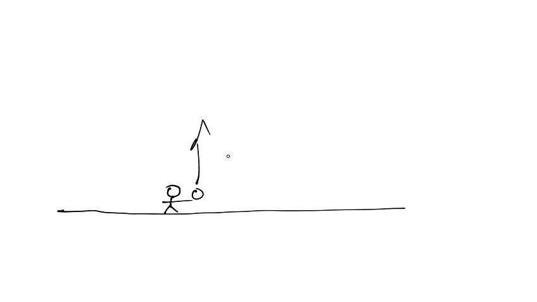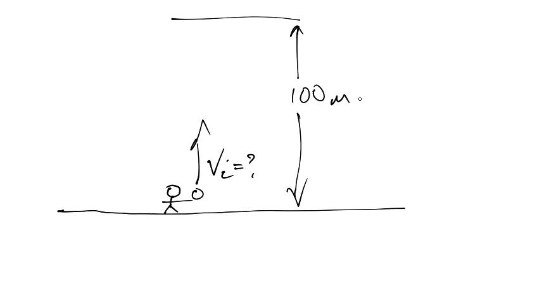Okay, so in this problem, what we're going to be solving is basically you've got, let's say, a field of some type, and you have a person who's standing here, and he's going to throw a ball straight up into the air. And the ball's going to go up, up, up, up, up. The question that we'd like to figure out is, with what velocity, initial velocity, does the person have to throw the ball up in order for the ball to reach a maximum height of 100 meters?